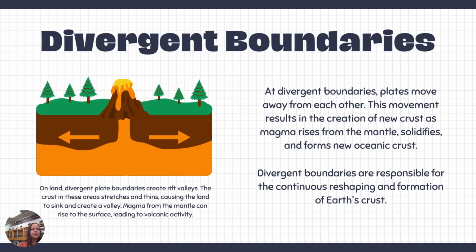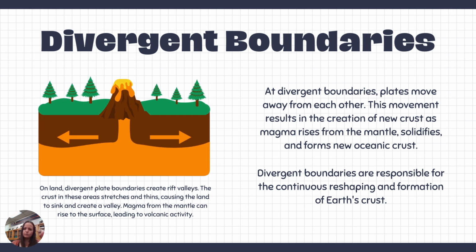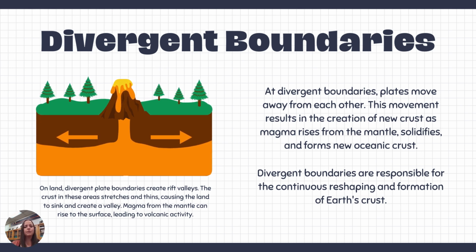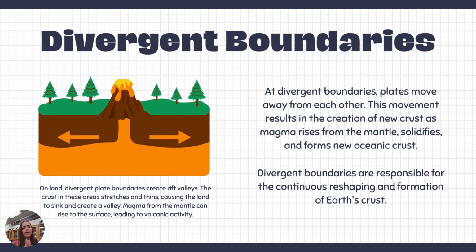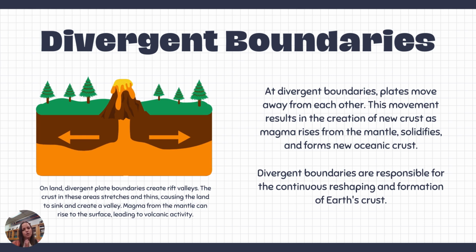All right, so divergent plate boundaries. This is where 2 plates are pulling apart from each other. Plates move away. This movement results in the creation of new crust. So magma rises and fills in that void space. The mantle is what is providing that magma, and the crust is what's providing the void space. They're responsible for continuous reshaping and formation and the creation of that seafloor spreading ridge.